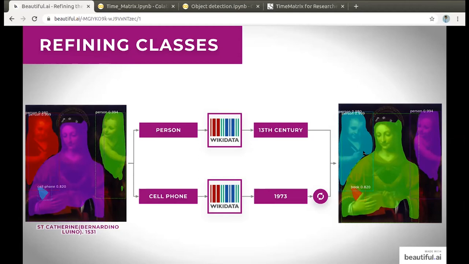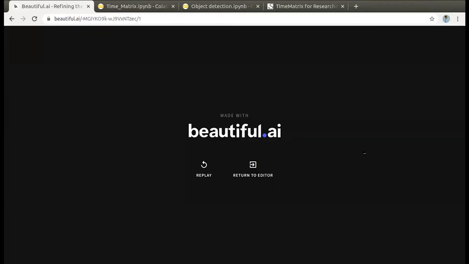Of course, we could, for example, implement it into the last layer of the neural network. We could do it in a parallel model of the neural network, which will work with object detection, and so on. But it's just the first and simplest representation of the idea of time matrix.